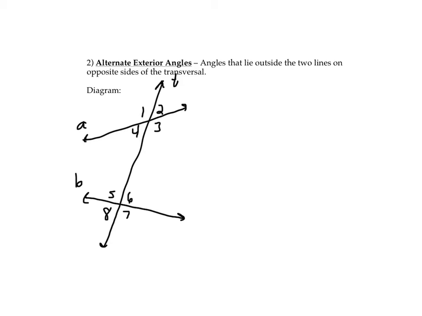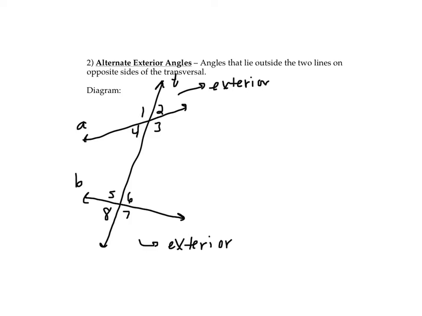Our next special angle pair name is alternate exterior angles. This time around, we're going to be taking a look at the angles that are in the exterior portion of our picture. Exterior means that they are angles outside of our two lines being cut by the transversal. So angle 1, angle 2, angle 7, and angle 8 are all exterior angles. But alternate exterior angles are defined as angles that lie outside the two lines on opposite sides of the transversal.